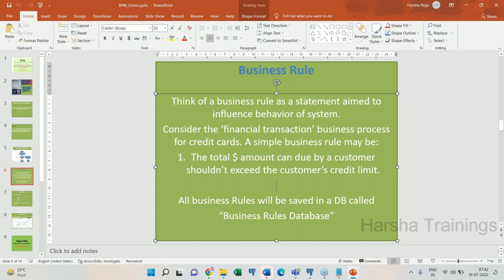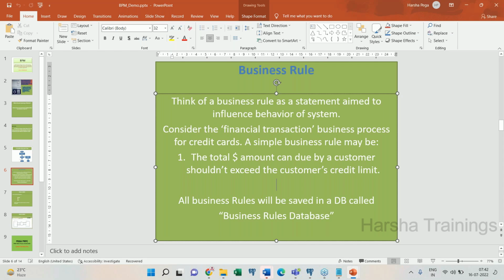Transaction is declined, limit exceeded, or insufficient funds, like this. Now the credit system is being influenced. The behavior of the credit system, how it should behave, is being influenced by a rule here. What is that rule? Credit limit. Credit limit is the rule that is influencing the behavior of the credit system.